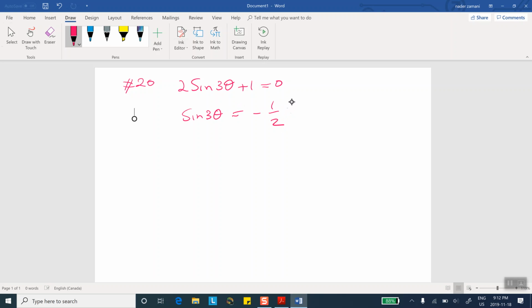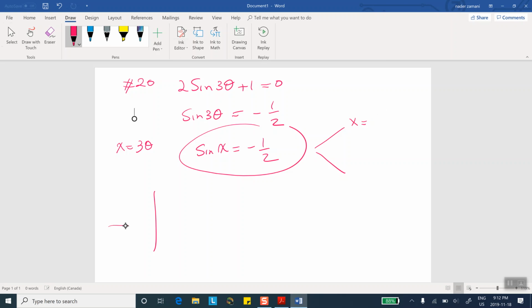So what I do, I pretend that this thing was not actually 3 theta. I pretend that it was just, you know, x, for example, okay? Let me write it here. Although I don't like it, but I like x equal to 3 theta, okay? So we write sine of x equal to minus 1/2. And we know how to handle this equation. Remember what we just did, something like that, x equal to minus 1/2.